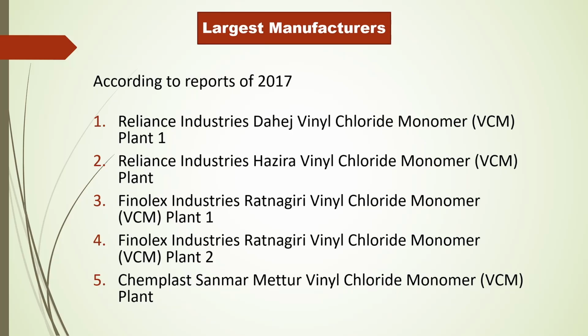Now the largest manufacturers, according to a report of 2017, are Reliance Industries, vinyl chloride monomer. Another is the second plant of Reliance Industries. Then comes the Finolex Industries Ratnagiri plant 1 and plant 2. Then comes the Chemplast Sanmar Mettur vinyl chloride monomer.